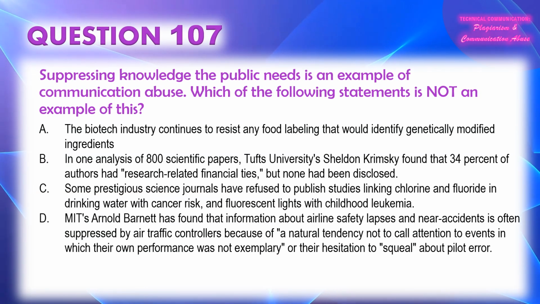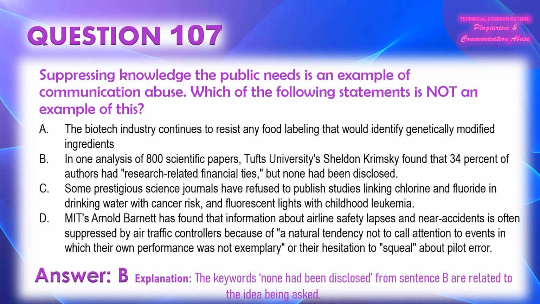Question 107. Suppressing knowledge the public needs is an example of communication abuse. Which of the following statements is not an example of this? Answer B. In one analysis of 800 scientific papers, Tufts University's Sheldon Krimsky found that 34% of the authors had research-related financial ties, but none had been disclosed. The keywords none had been disclosed from sentence B are related to the idea being asked.